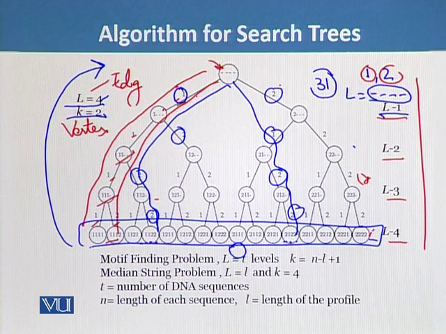So each leaf has a different string pattern, and all of the patterns are composed with k equal to 2 and a string length of L equal to 4.